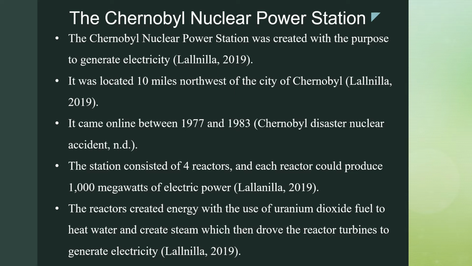The Chernobyl Nuclear Power Station was created with the purpose to generate electricity. It was located 10 miles northwest of the city of Chernobyl, Ukraine. It came online between 1977 and 1983. The station consisted of 4 reactors, and each reactor could produce 1,000 megawatts of electric power. The reactors created energy with the use of uranium dioxide fuel to heat water and create steam, which then drove the reactor turbines to generate electricity.